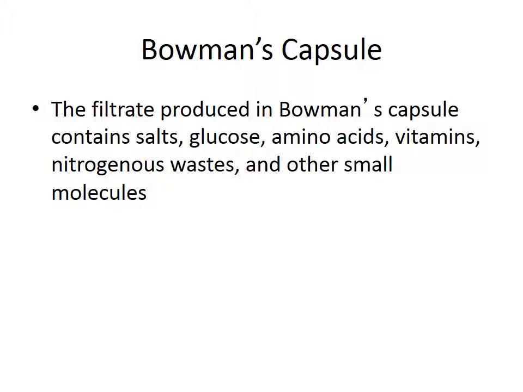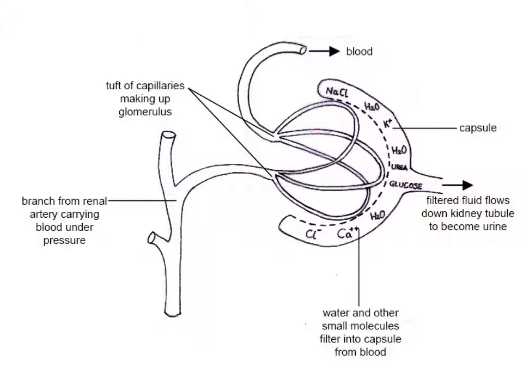Bowman's capsule. The filtrate produced in Bowman's capsule contains salts, glucose, amino acids, vitamins, nitrogenous waste, and other small molecules. These things, we need them, so we're going to take them back. We don't need this. Not sure what these are, but we probably don't need those. And we probably don't need all of these. But we do need these back, so let's do that. And that would be in the next step. But let's look at how this actually works.